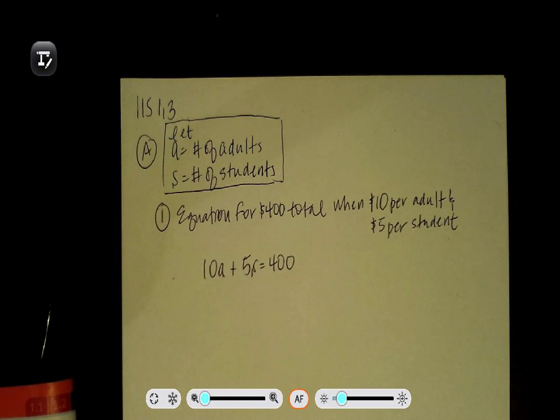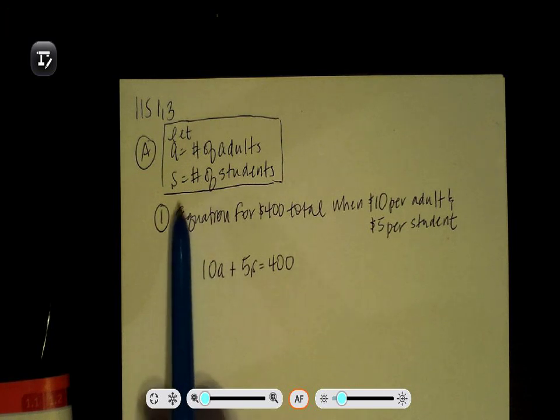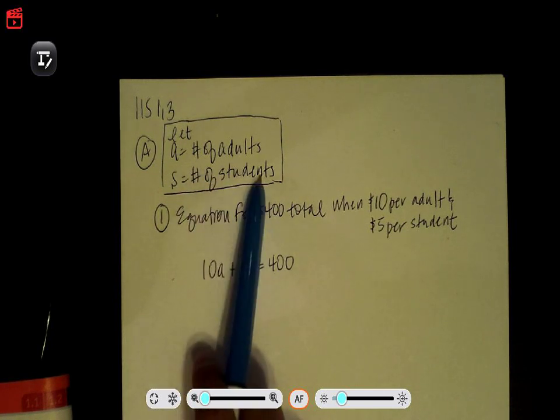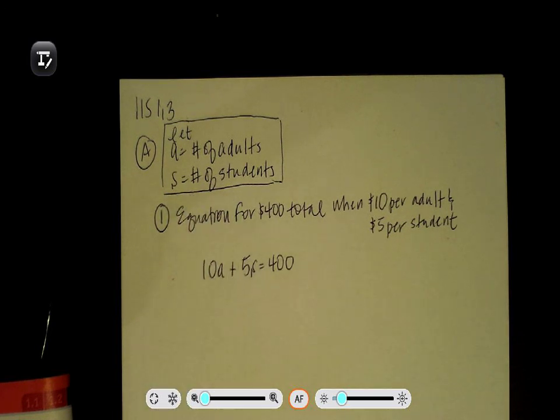The most important thing that I want you to always think about is the let statement and what the variables represent. In this case, A is the number of adult tickets or memberships, and S is the number of student memberships. The first question was asking you to make an equation for $400 total when it's $10 per adult ticket and $5 per student ticket.